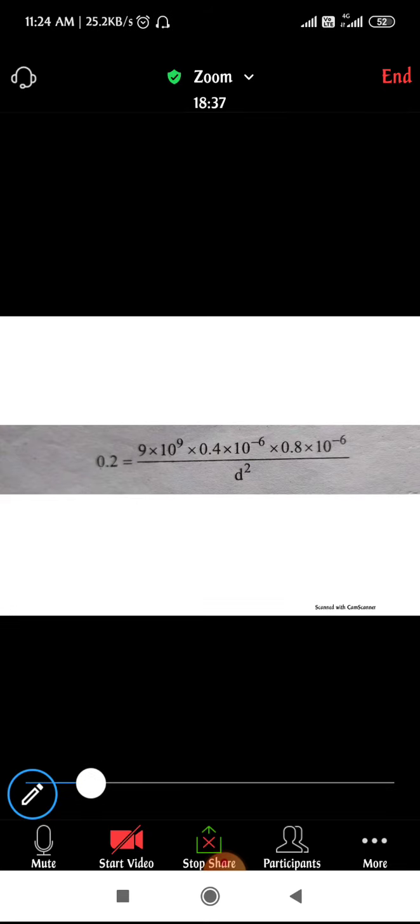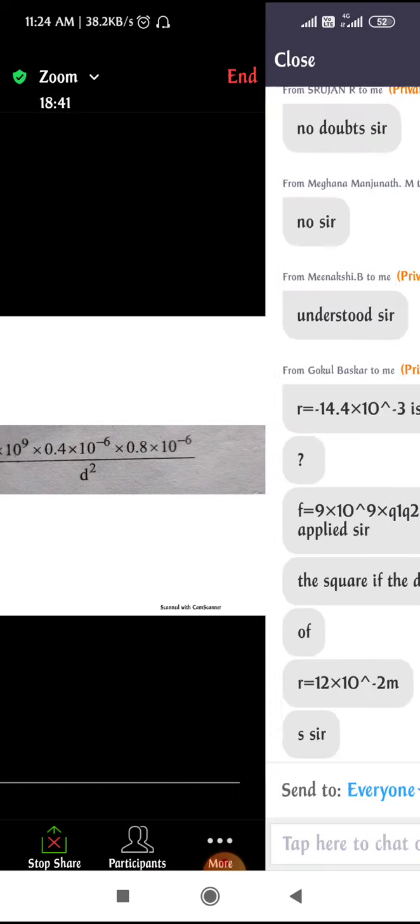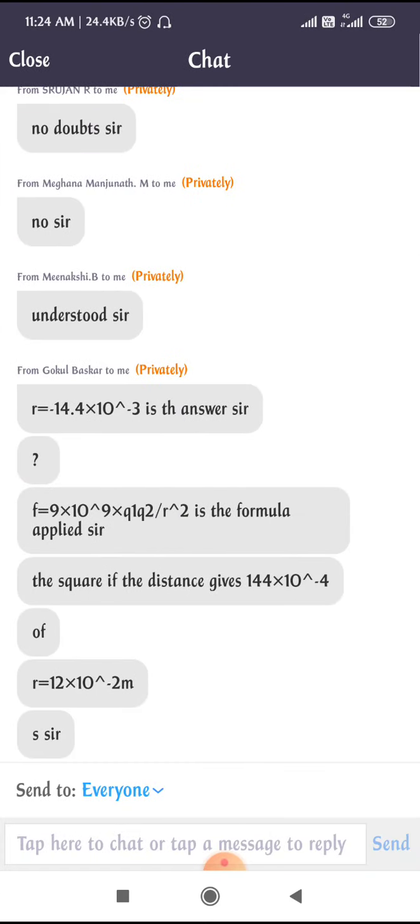Okay, so see here, I'm displaying the steps. 0.2 is equal to 9 into 10 to the power 9 into 0.4 into 10 to the power of minus 6 into 0.8 into 10 to the power of minus 6 divided by d square, right? So take the d square on the left hand side, move that 0.2 on the right hand side, get the answer. Yes, I did get the answer from others except Gokul.